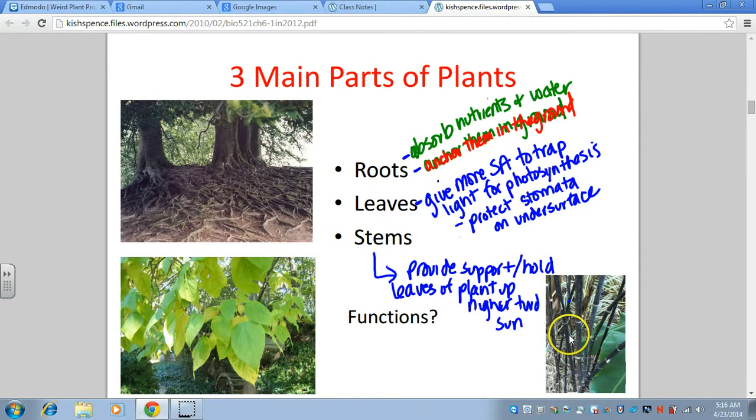Stems, like these here, are important for providing support and holding the upper part of the plant, which usually involves the leaves, higher towards the sun. They're also important for conducting materials between the top and bottom parts of the plant.